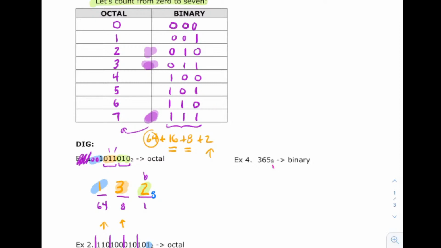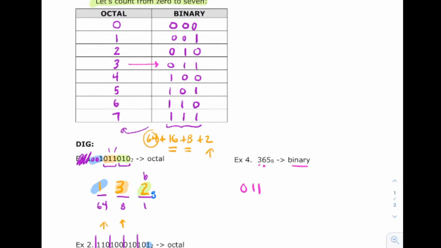These are the octals, right? That's what the 8 says. These are the octals. So 3 is the octal. So you're looking at this table in a different way. You're saying, oh, 3 is the octal. So the binary that I get, because I'm going to binary, is 0, 1, 1.